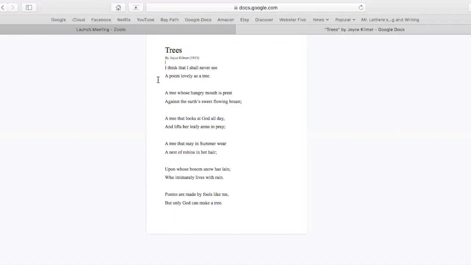We see in the first stanza a reverence, a love, an appreciation of a tree. We see in the next couple stanzas a description of the tree, great imagery, metaphors, personification. In the last one, again, we see that respect for the tree that says that poems are made by fools, right? Things that are created by humans are often foolish, but only God, this sort of divine and perfect thing, can make a tree. So again, equating trees or nature to something beautiful, pure, divine.